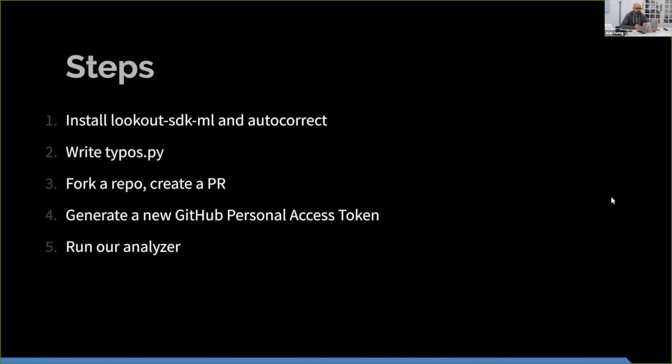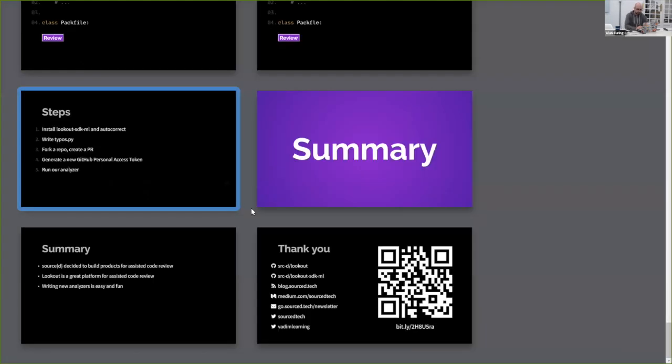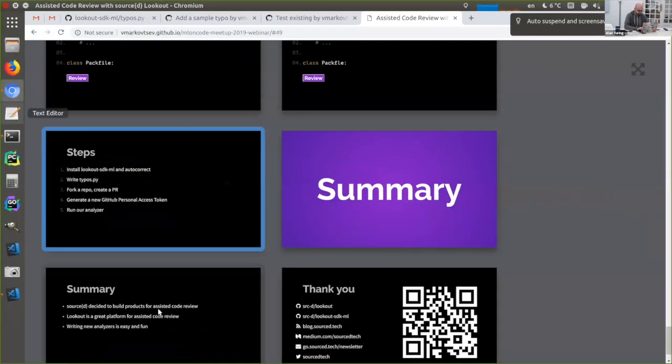So our steps will be installing Lookout SDK-ML and the autocorrect package for Python. It's a general purpose package to do auto correction of misspellings. We will write a file with typos. It's only 80 lines long. It's really tiny. We fork some repository, create a pull request, generate a GitHub personal access token to be able to use the GitHub API and enable Lookout to create a comment from your user, and finally run it. So actually, I'm not going to do these steps from scratch.